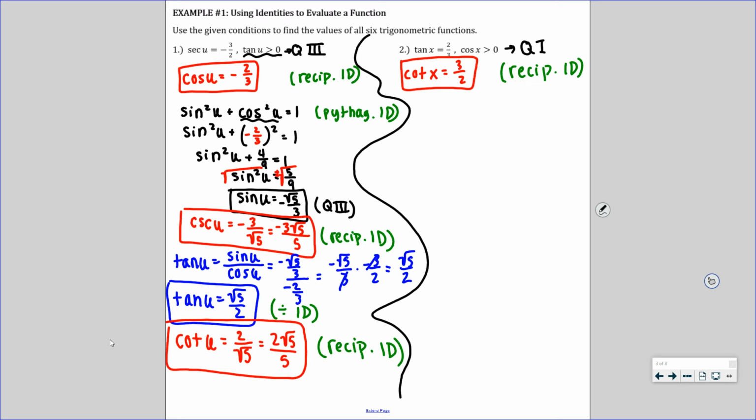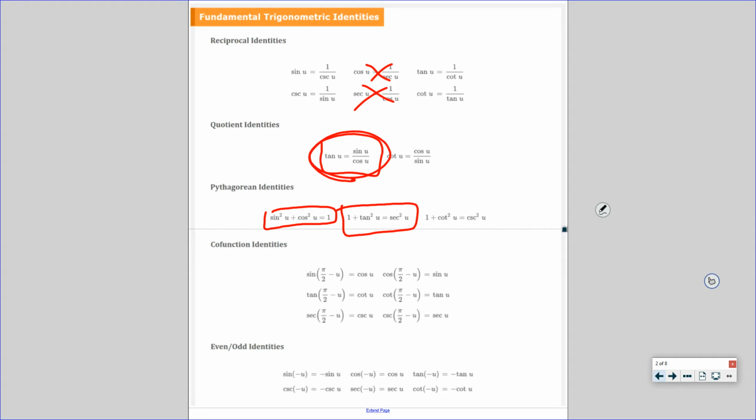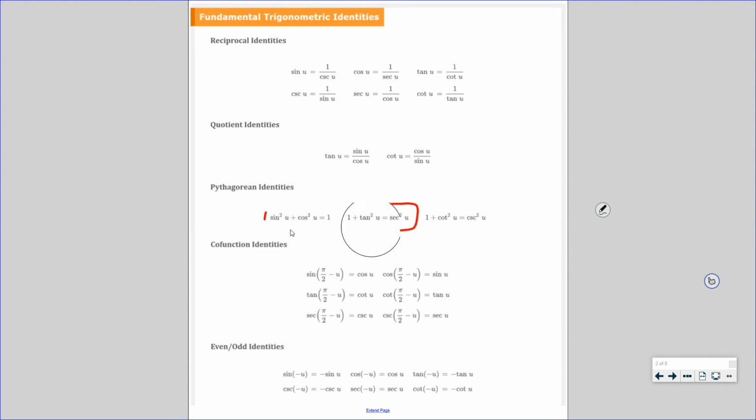What do you guys want to do next? So all we know right now are tangent and cotangent. Find sine and cosine. I can't use these yet because I don't know sine or cosine. So I'm probably going to have to use one of the Pythagorean identities. Let's go with the secant one. Yeah, let's do that one.